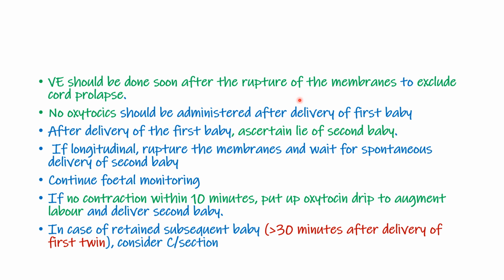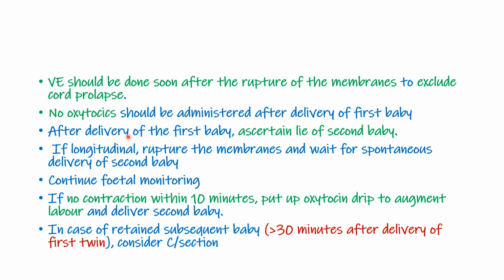So when the mother has ruptured membranes, that is the first stage of labor, you should do a RVE to exclude cord prolapse. Kindly note, when you go to the second stage of labor, that is the delivery of the baby, and you have already delivered the first baby, you should not give oxytocin after the delivery of the first baby. This is because we predispose the second baby to asphyxia because of the contraction of the uterine arteries.